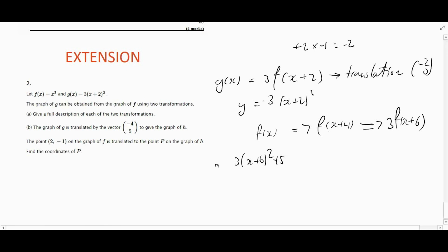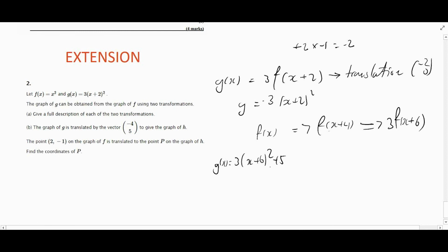So if we were to just summarize that, g of x is equal to this. So now the point (1, -1) on the graph f, so now we're going back to f, is translated to the point P on the graph of H, and find P. So now I guess we can just think of it as translated to the point P on the graph of H.